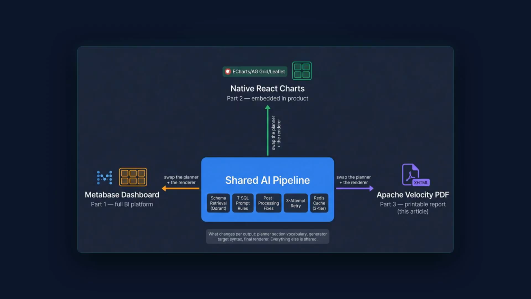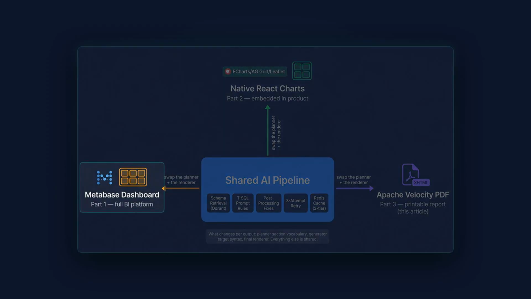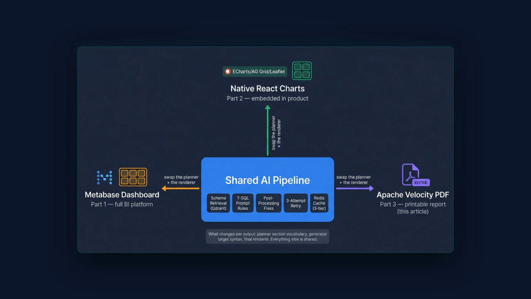What changes per output type is small. The planner's vocabulary, 6 cards or up to 8 sections. The generator's target syntax, a chart spec or XHTML. Then the final renderer. That is the whole delta. 3/4 of the work in a natural language data product sits in that middle, getting the SQL right against a real schema and building a retry loop you trust. Solve that once, and a new output type is a project week, not a project month.